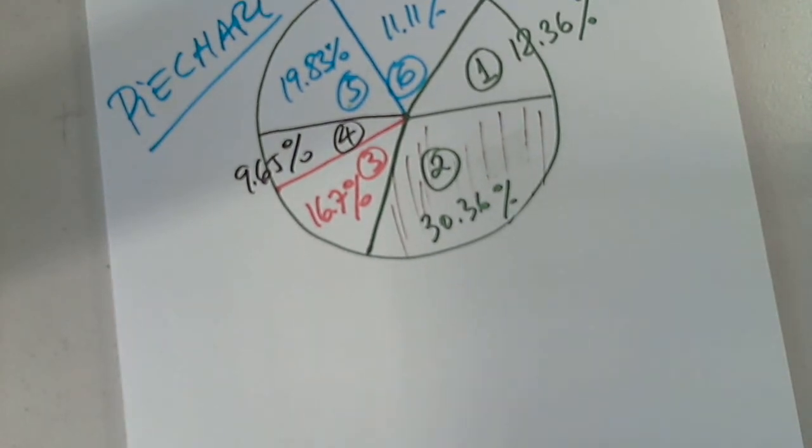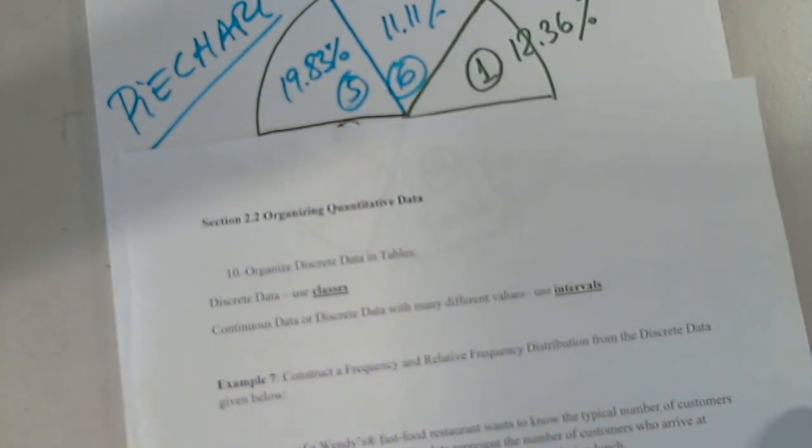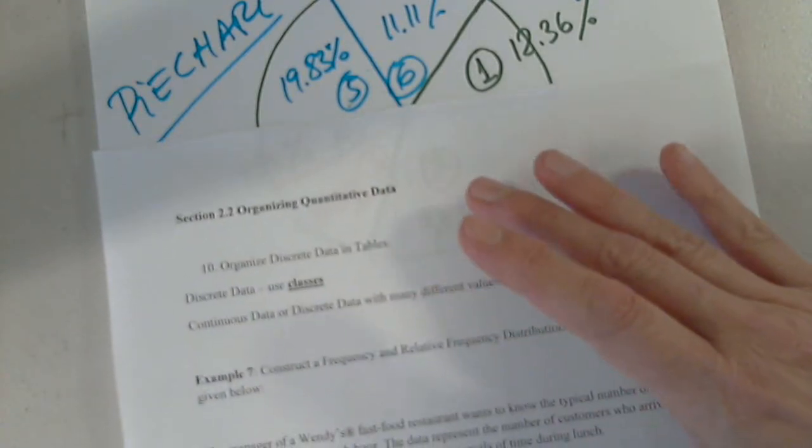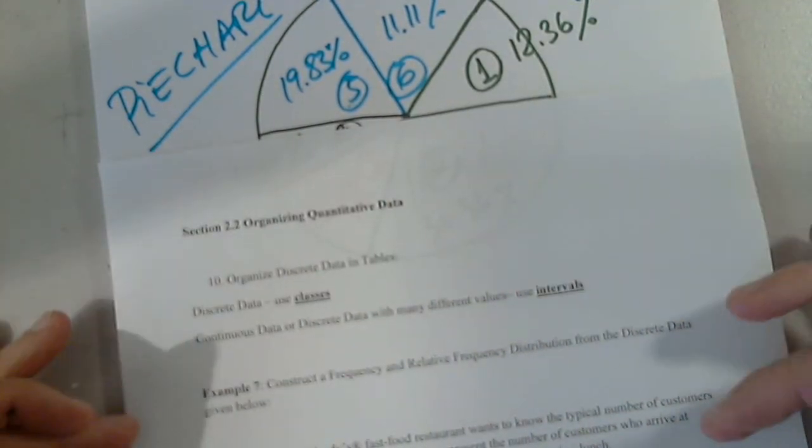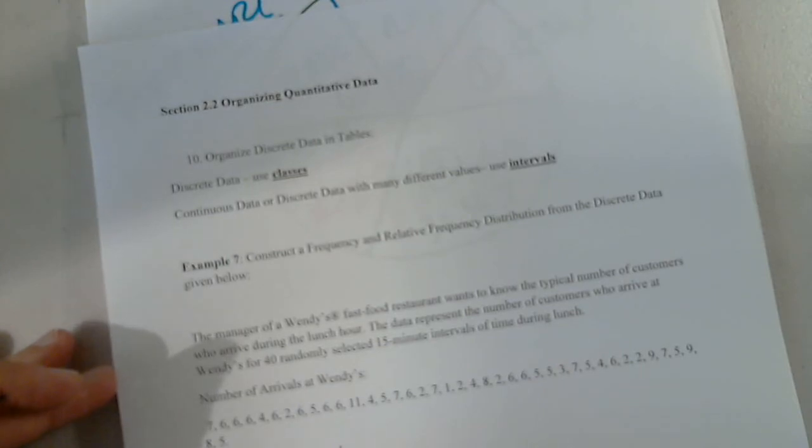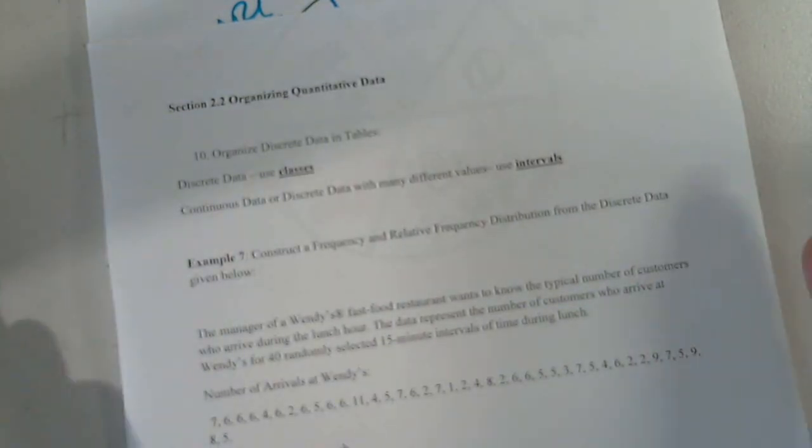Very good. So let's move on. I only had this piece here because it will take some time. I want to also show you how to enter data in StatCrunch in case you want to use it. It's a long data set with 40 randomly selected 15-minute intervals. We're going to look at that.